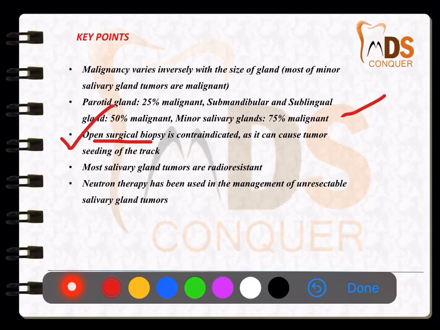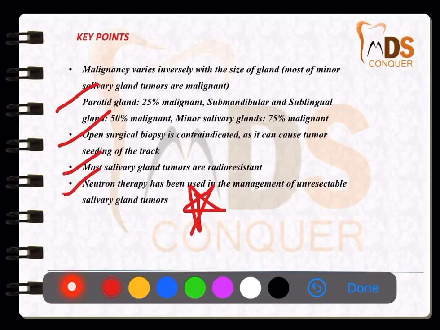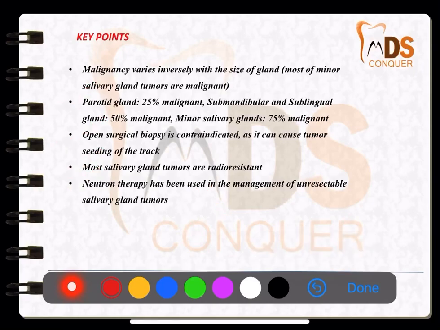Next, mostly the salivary gland tumors are radio resistant. These are the other important key points that you need to note, and also the malignancy related to the specific salivary glands. Next, the last very important point is that boron neutron therapy has been used in the management of unresectable salivary gland tumors. They can ask this as true or false statements. So do have a look at these, students.